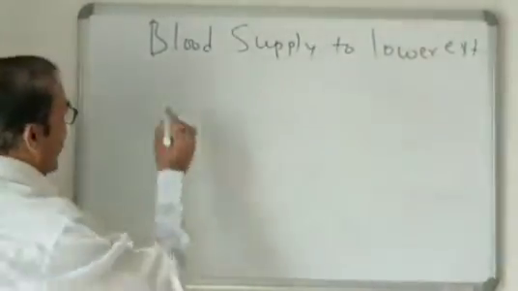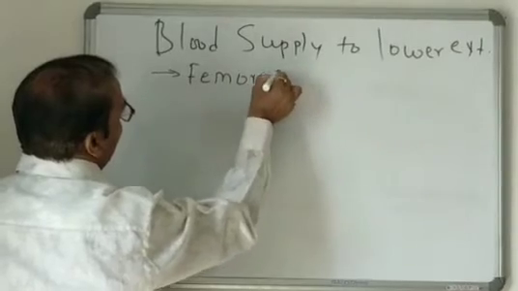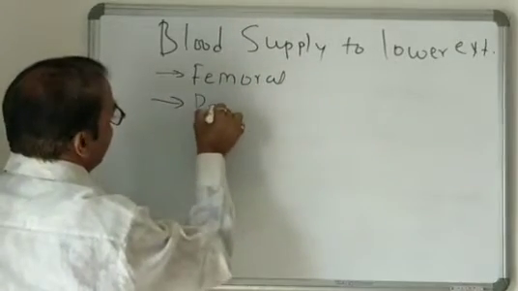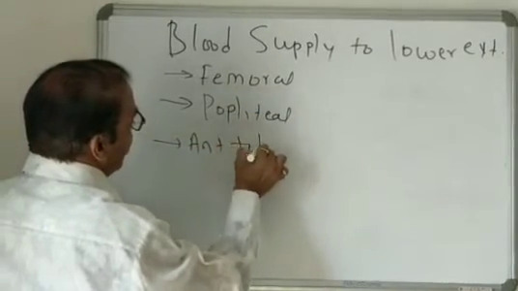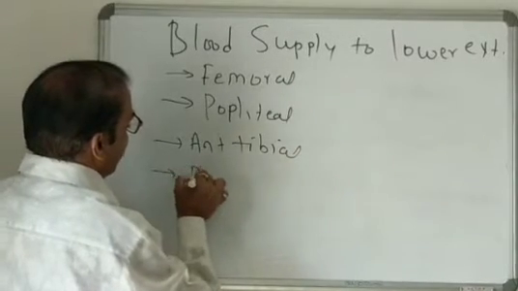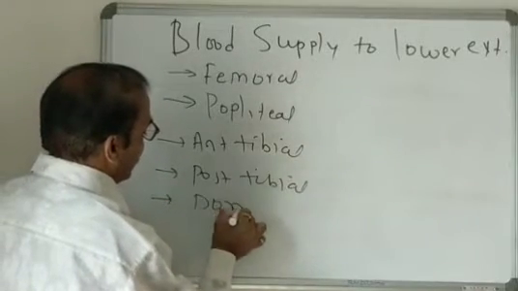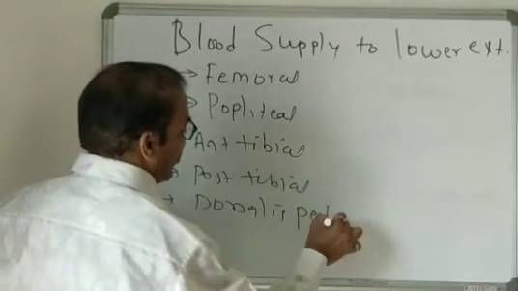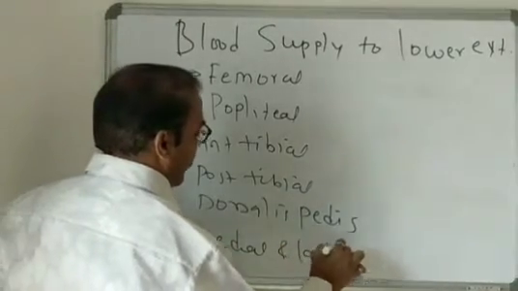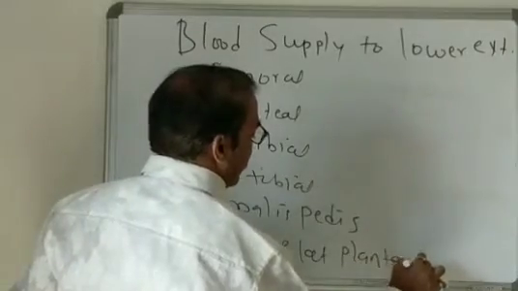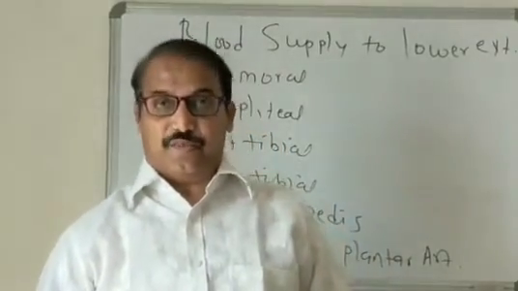Now see, in the lower extremity we have important arteries like the femoral artery, then the popliteal artery, then the anterior tibial artery, the posterior tibial artery, then the dorsalis pedis, and the medial and lateral plantar arteries. See, these all are the arteries of the lower extremity.